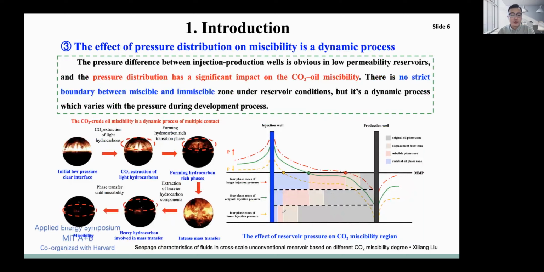The third problem is the effect of pressure distribution on miscibility. It's a dynamic process. As we know, the pressure distribution has a significant impact on the CO2 and crude oil miscibility. So it can be speculated there is no straight boundary between miscible and immiscible zones in the reservoir conditions.